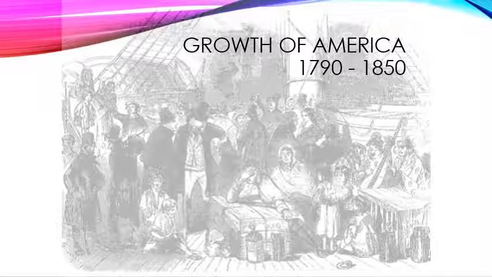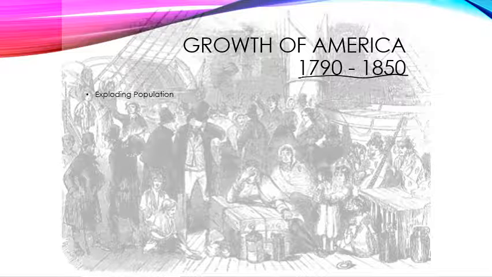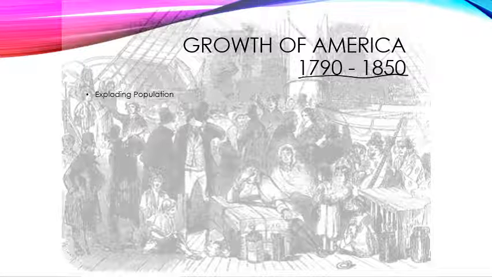All right, so the growth of America from 1790 to 1850. Again, that's just an old picture in the background of immigrants arriving in America during this first big wave of immigration. What we see beginning in about the 1820s and 30s is really exploding population in the United States. Population is on the rise as America is a desirable location to go to. People are coming here for the same reason they came here when we were British colonies: opportunity.